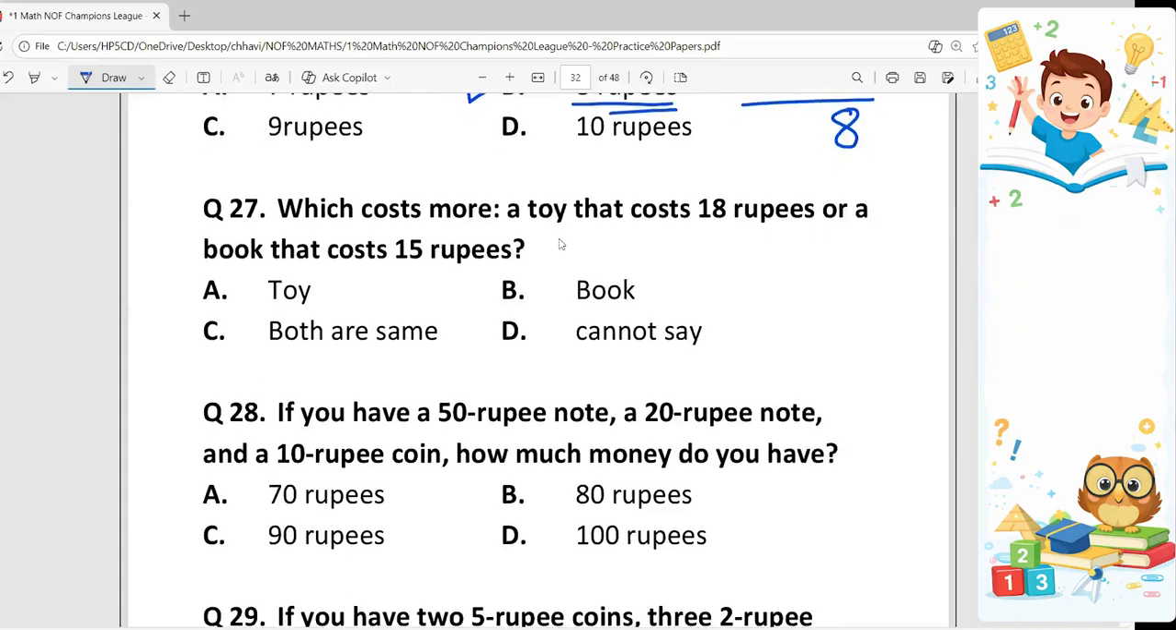27th. Which costs more? A toy that costs 18 rupees or a book that costs 15 rupees? So which costs more? We can see that 18 rupees is more than 15 by 3 rupees. So that's why option A, the toy costs more.